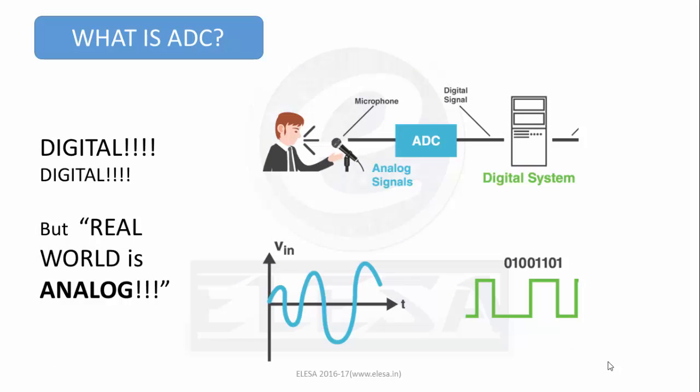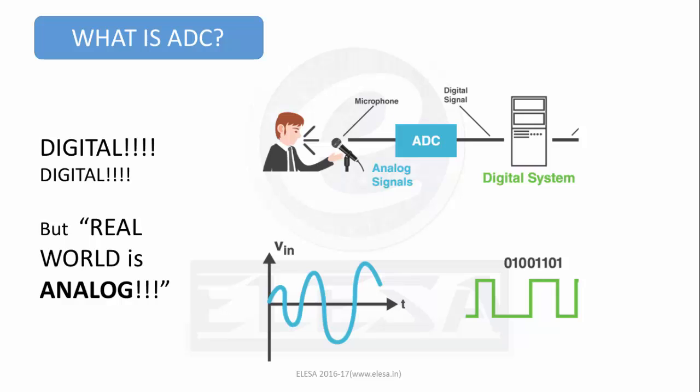As we all know, nowadays all the things are becoming digital, like digital phones, digital cameras, digital watches and so on. But the question is, the real world is analog. Then how is this possible? It's all because of ADC. ADC stands for analog to digital converter. The name itself says that it converts an analog signal into a digital signal.